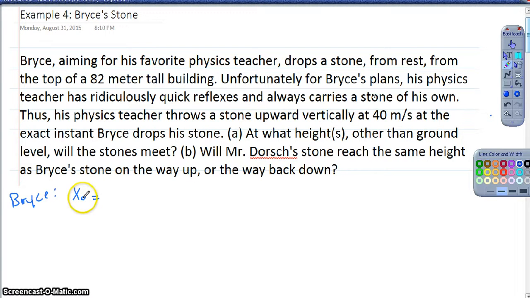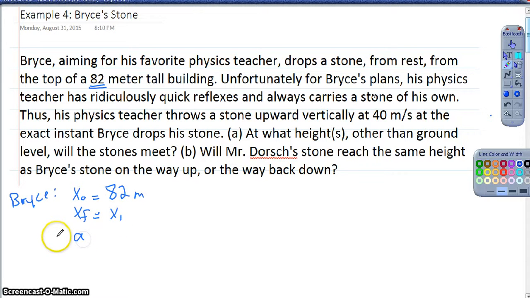In this case, I'm going to define the first stone's initial displacement as positive 82 because it's starting at the top of that 82 meter building. So I'm going to define the initial position not as 0 but as 82. The final position I don't know, but that's what I'm looking for, so I'm going to call that x1 or call it h or whatever you want to call it. But that's going to be the variable that hopefully I have in common between the two.